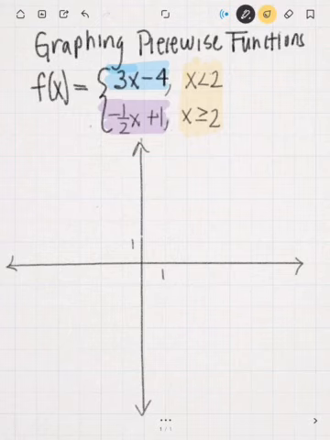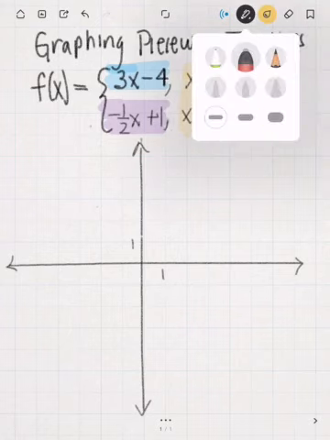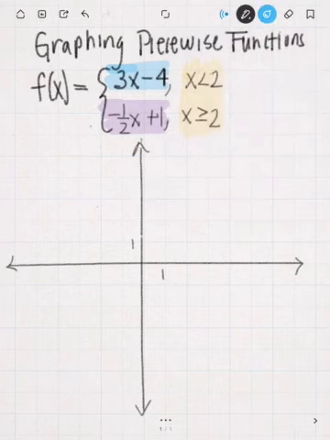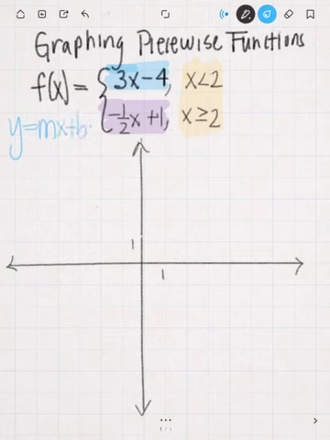So first thing I'm going to do is graph each line. So here on my first one, this is just like graphing a line, y equals mx plus b. So in my blue graph, my m is equal to 3 over 1, and my b is equal to -4. Okay, so that means I start at -4.